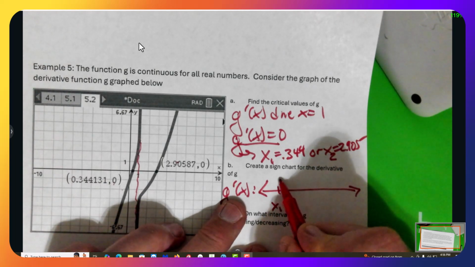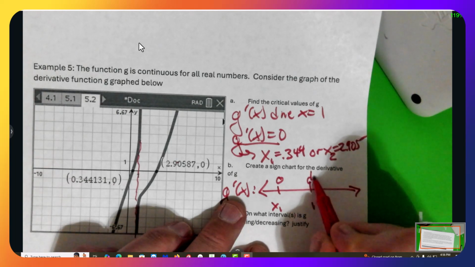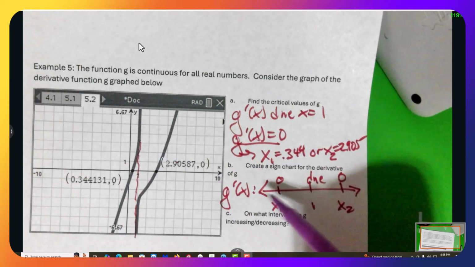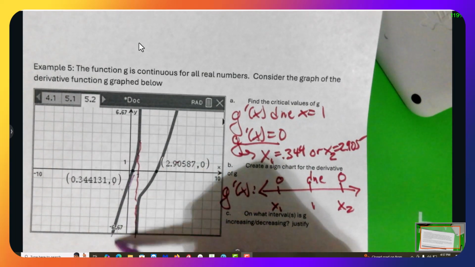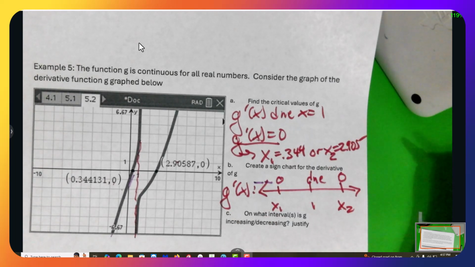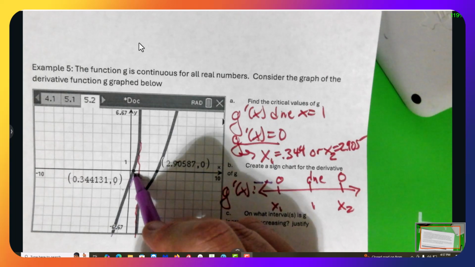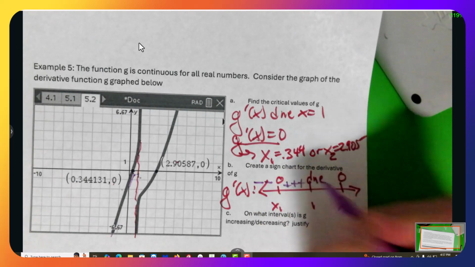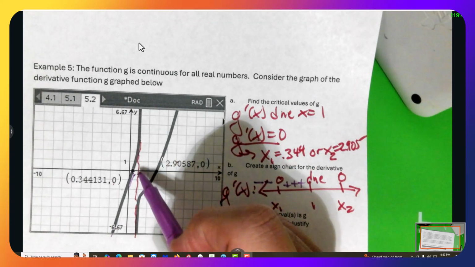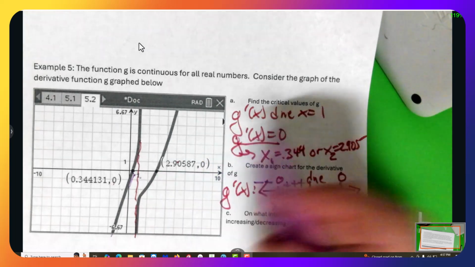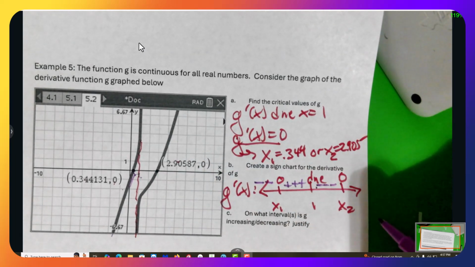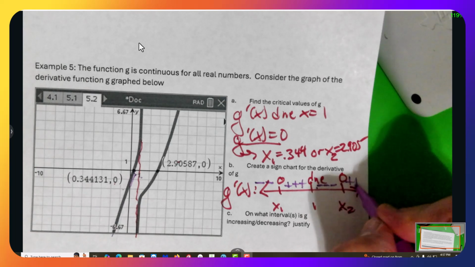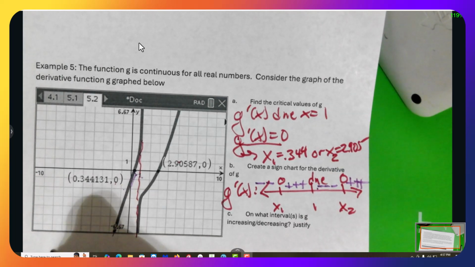So x1, that's a 0. And then at 1, it does not exist. And then at x2, it's a 0. Now, you're just going to read the graph. From minus infinity to this 0, the derivative graph is underneath, so it's negative, therefore g is decreasing. From x sub 1 to the asymptote, the y values of the derivative are positive, so g is increasing. From the vertical asymptote to this 0, all the y values of the derivative are negative, so the function's decreasing. And on the other side of that 0, the derivative is positive. Okay?